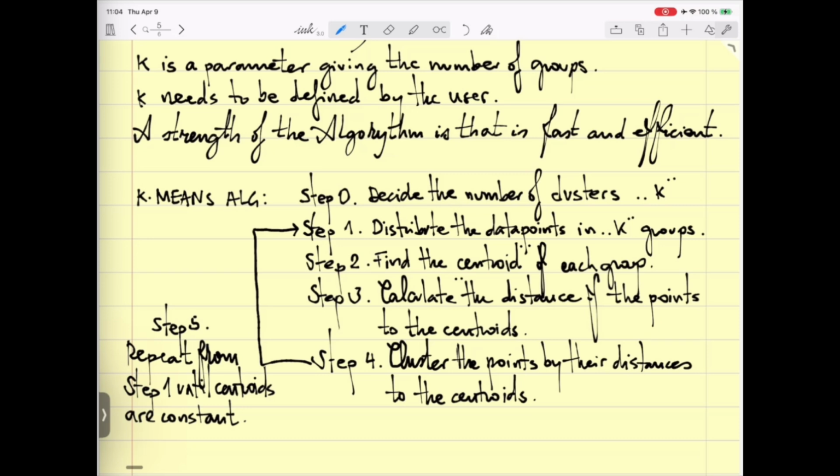So let me put it very clearly. In the exam, if I ask this, if you don't do step 5, you get 0 points. Okay? The algorithm is 5 steps.